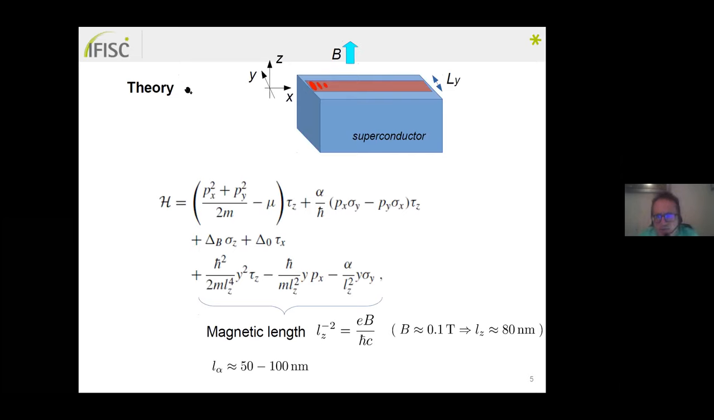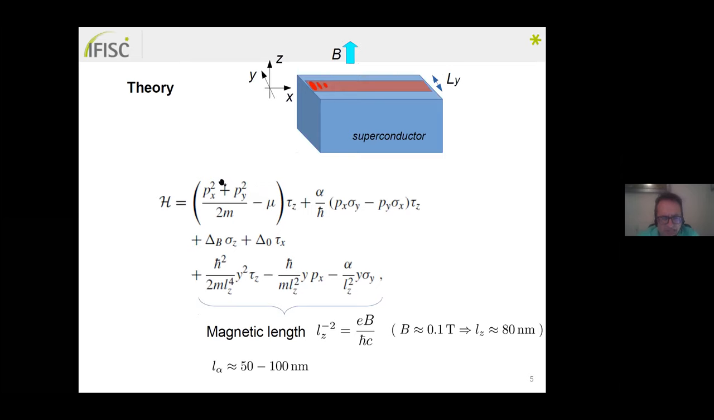For the theory, we have used what is nowadays more or less the standard model for Majorana modes in hybrid semiconductor-superconductor wires. In a Bogoliubov-de Gennes framework of quasi-particles, the Hamiltonian contains the degree of freedom of the charge of the quasi-particles, electrons and holes, that we describe with tau Pauli matrices. Then we have a spin described by sigma Pauli matrices, sigma X, sigma Y here. And in addition, we also have the degrees of freedom for the motion in the XY plane.